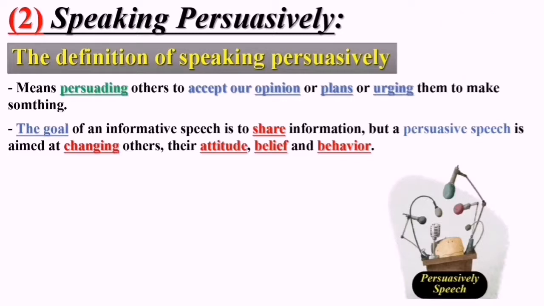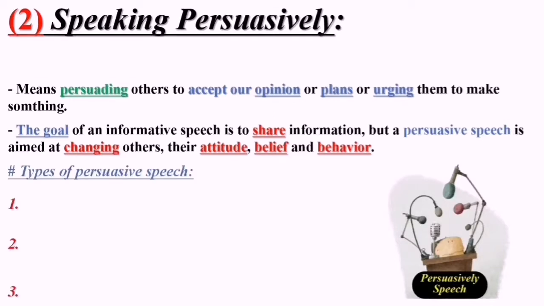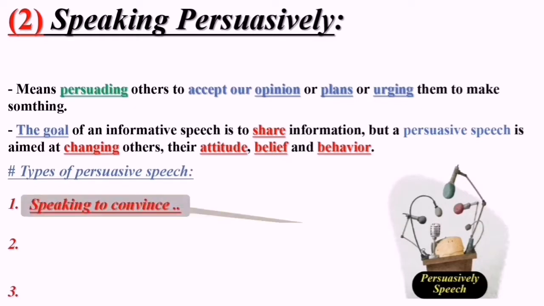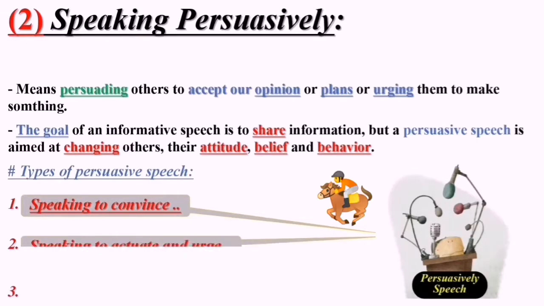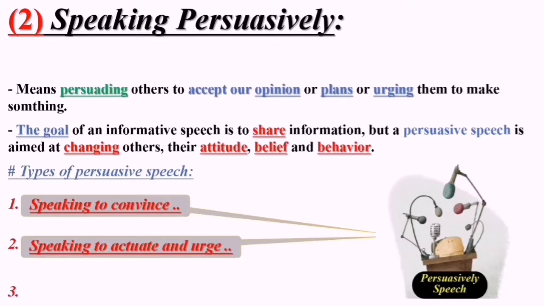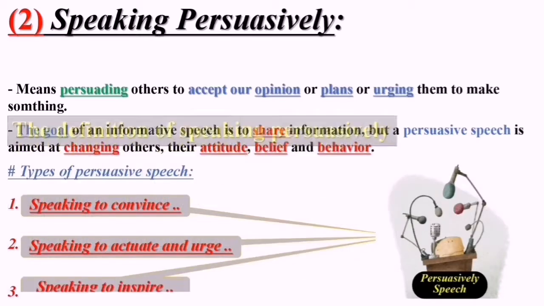The goal of the informative speech is to share information, but a persuasive speech is aimed at changing others' attitudes, beliefs, and behavior. We have 3 types of persuasive speech. Number 1, speaking to convince. Number 2, speaking to actuate and urge. Number 3, speaking to inspire.